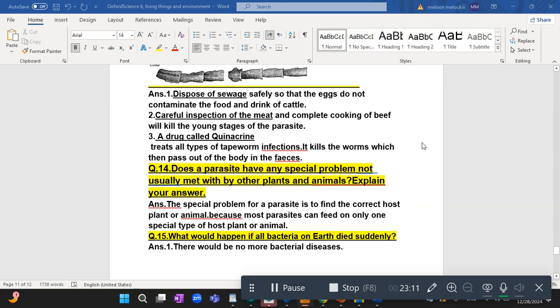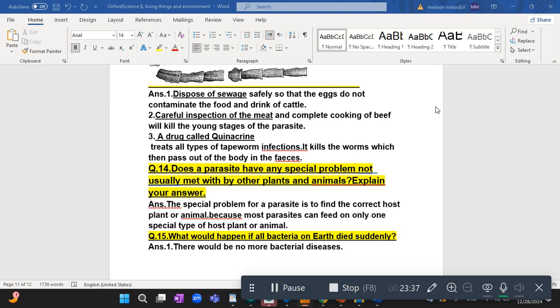Question 14. Does a parasite have any special problem not usually met with by the plants and animals? Explain your answer. Answer. The special problem for a parasite is to find the correct host, plant or animal, because most parasites can feed on only one special type of host plant or host animal.